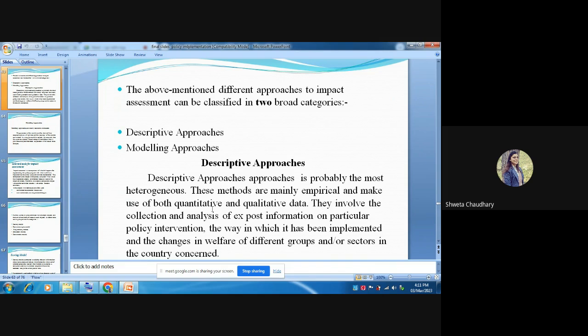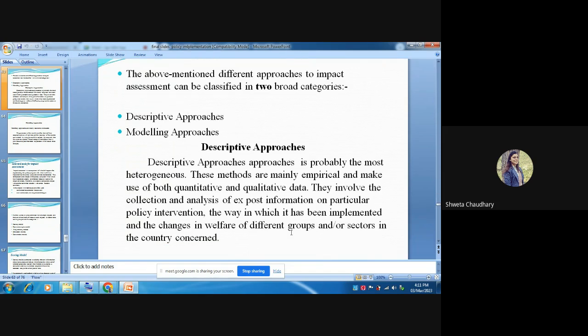They involve the collection and analysis of ex post information on a particular policy intervention, the way in which it has been implemented. It means you are just describing how things are taking place. This is the descriptive approach. If you have policies implemented for hygiene control, then what are the ways by which you can control hygiene? Developing toilets over the areas where they are required. So this is the descriptive approach.